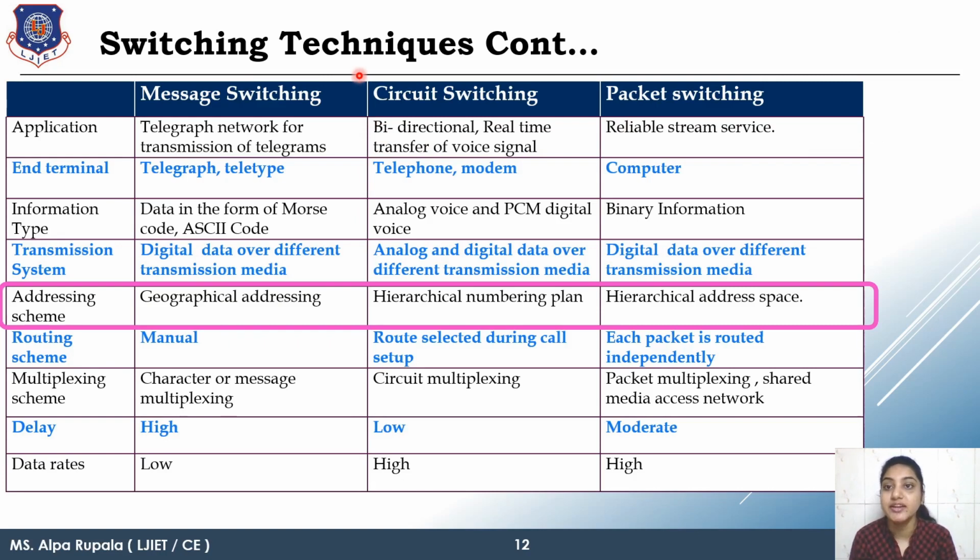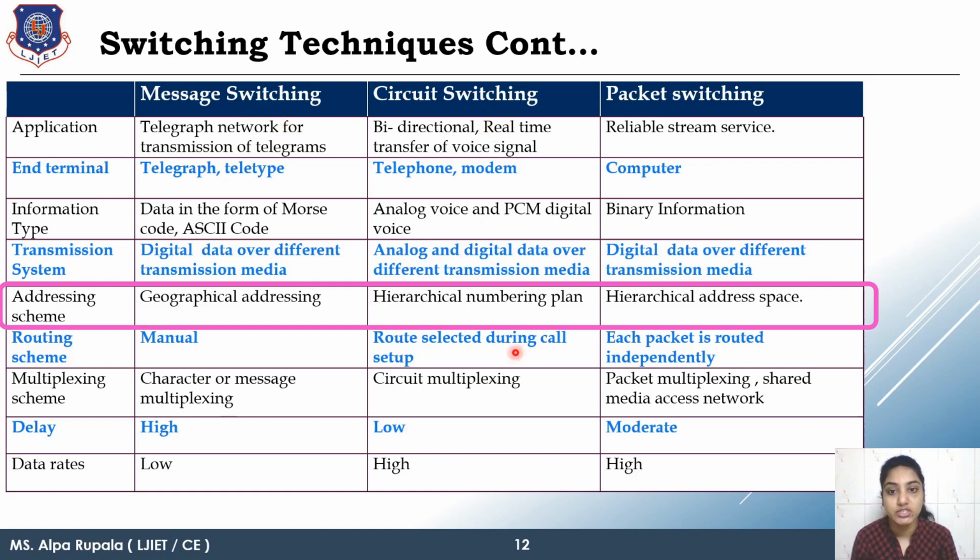Now, what does addressing mean? It is how we identify the area where your data is being transferred. In message switching, the identification is by geographical addressing, a kind of pin code. Each piece of data is identified by its pin code. So this fundamental of message switching is not much used nowadays.